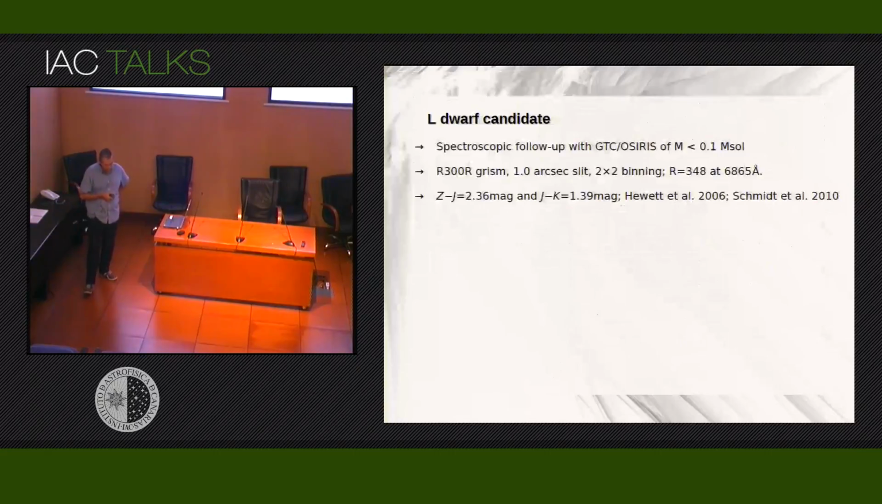Now, about our L dwarf candidate, we got the spectra with a spectroscopic campaign with OSIRIS at the GTC, where we were observing candidates with masses lower than 0.1 solar mass in Alpha Per, Pleiades, and Praesepe. I also gave you the setup we had for the observation, very low resolution, but this was needed to observe our very faint target.